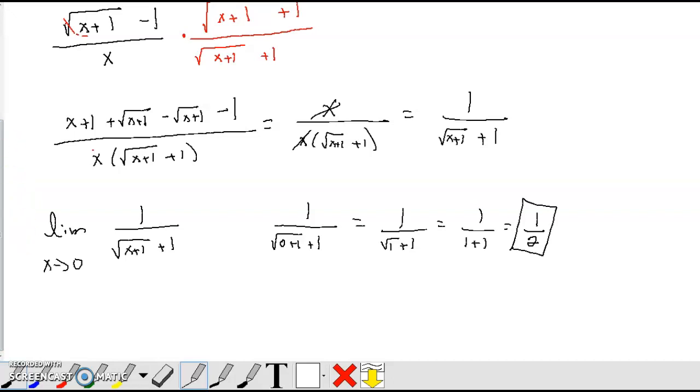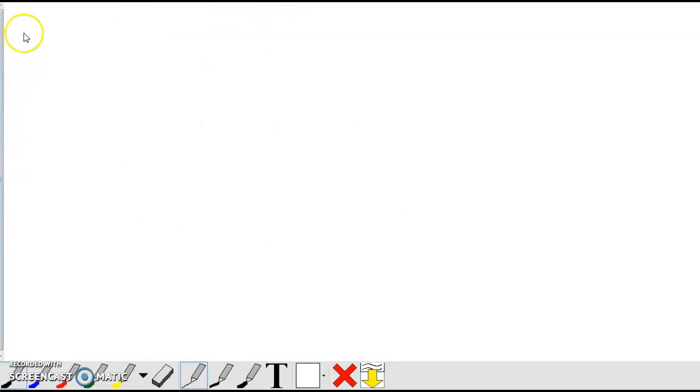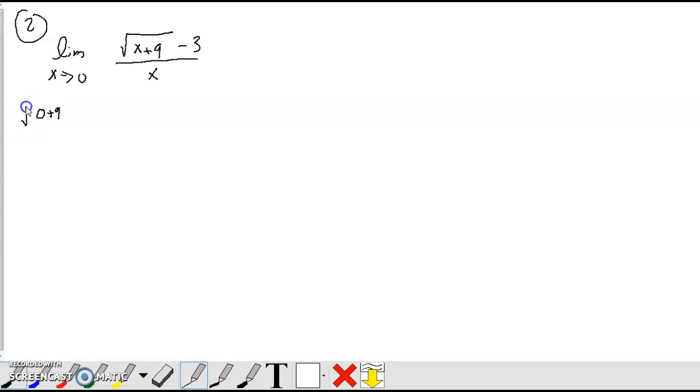All right, let's try another one. All right, so go ahead, try this one on your own. The limit as x approaches 0 of the radical x plus 9 minus 3 all over x, and see if you can come up with the correct answer. All right, so if you try pausing the video and you work this out, kudos to you. If not, no worries, we'll do it together.